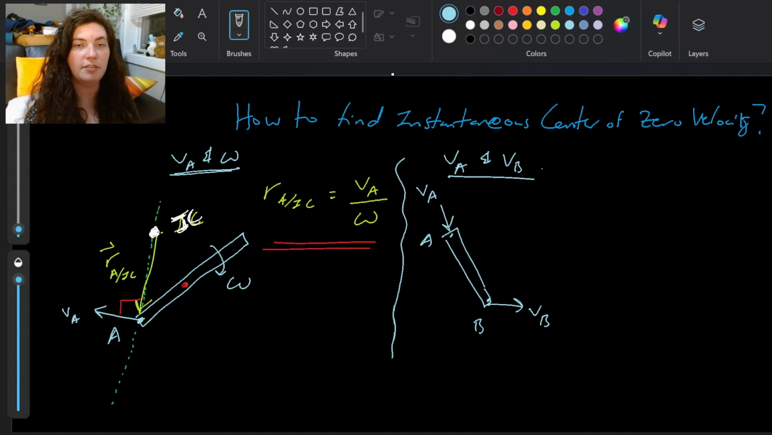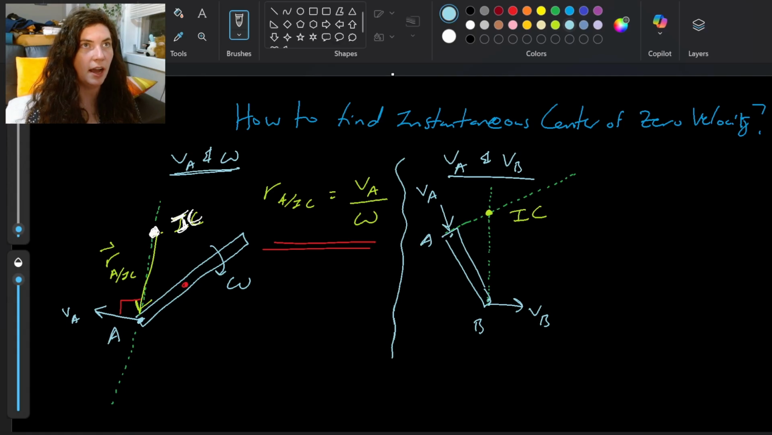If you're given a VA and a VB, to find that instantaneous center of zero velocity, you're going to take the perpendicular lines straight out from both VA and VB. This one's a little bit easier because you don't have to mess with which side these things are coming out of, because they're only going to cross at one location. So when I bring out those perpendicular lines, perpendicular from VB, perpendicular from VA, I get this point here. And this point where they intersect, that's my instantaneous center of zero velocity.